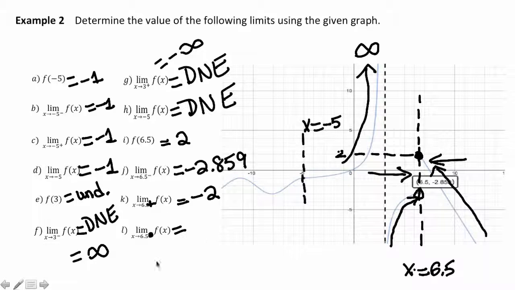Finally, we have the general limit, so just the limit as x approaches 6.5. Notice that the two one-sided limits do not agree, right? They're not equal to each other. Therefore, we see that this does not exist.